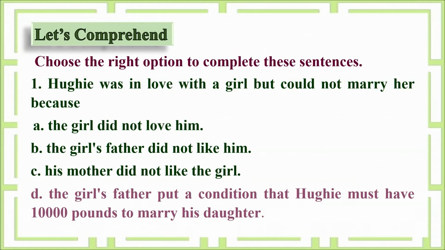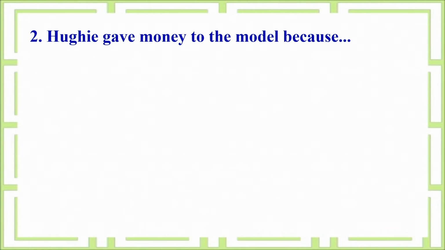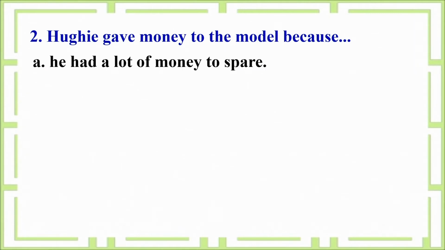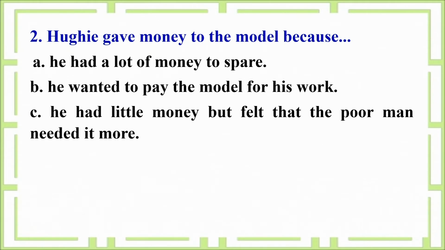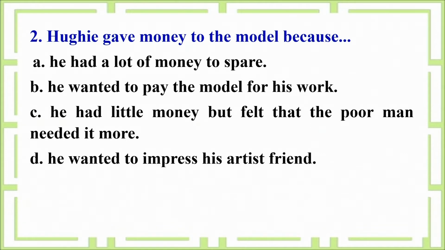Who was the father? The colonel. You are right. And children, the next one. Read the question. Hughie gave money to the model because why? He had a lot of money to spare. He wanted to pay the model for his work. He had little money but felt that the beggar needed it more. He wanted to impress his artist friend. Which is the right answer?